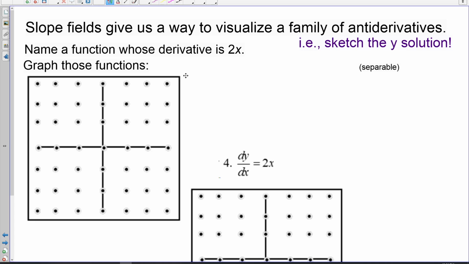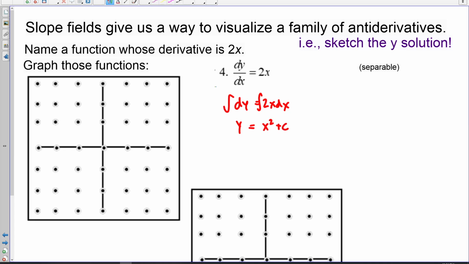But let's look at how you draw a slope field. This one's separable, so we could do it both ways. But I want to logic this through with you first. If dy dx is equal to 2x, and we are trying to find what y is equal to, first you separate, so you have dy equals 2x dx, then you integrate. What I'll get is y plus c, but I'll move my c to the right side, is equal to x squared plus c.